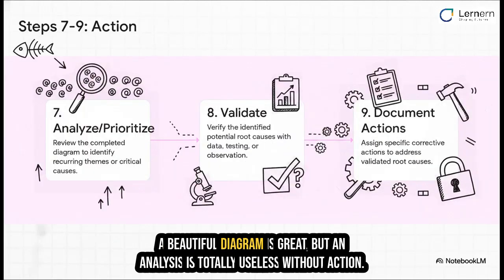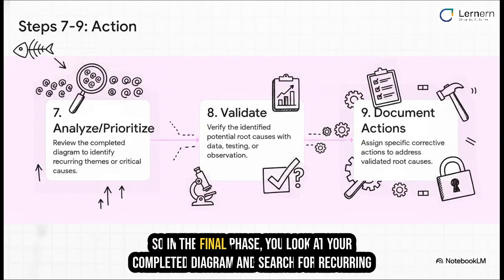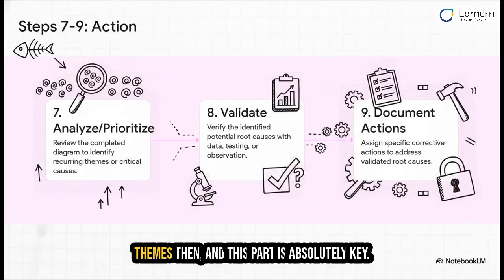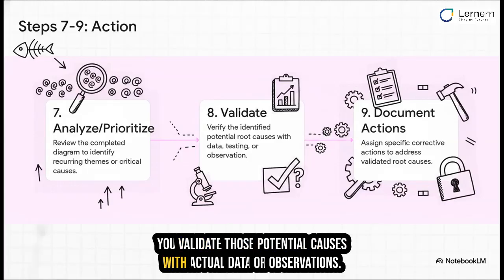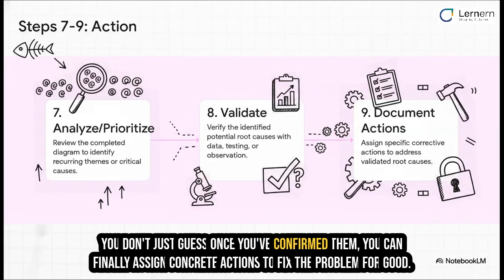A beautiful diagram is great, but an analysis is totally useless without action. So in the final phase, you look at your completed diagram and search for recurring themes. Then, and this part is absolutely key, you validate those potential causes with actual data or observations. You don't just guess. Once you've confirmed them, you can finally assign concrete actions to fix the problem for good.